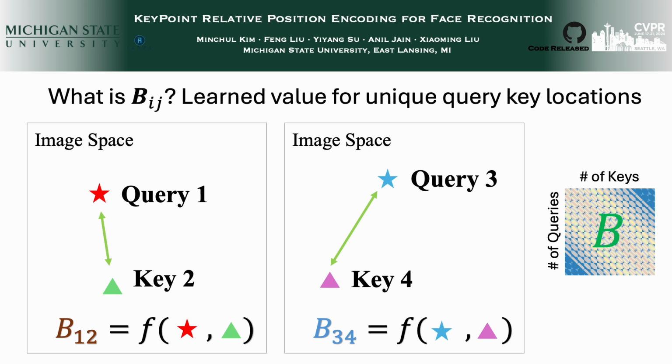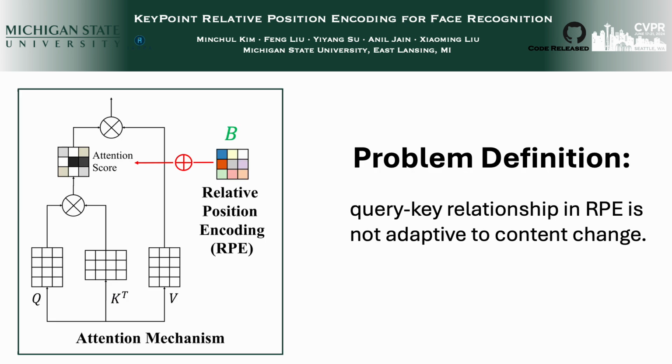For example, B12 is a function of the location of query 1 and key 2, and B34 is for query 3 and key 4. Note that the function takes the locations as input, not the features themselves. So a suitable function could be the distance function, such as the Euclidean distance. With all pairs of query and key, we create a B matrix that has the same shape as the attention matrix. However, for regular RPEs, the issue is that the query-key relationship is the same for all images, regardless of their content.